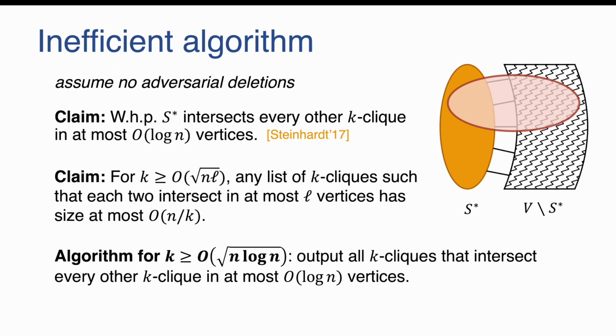And now how many cliques does it output? Well, k is at least root n log n, and the intersection of every clique in the output is at most log n. So by the second claim, there can be at most n over k such k cliques. So the size of the output is at most n over k, or O of n over k, so this solves the problem.